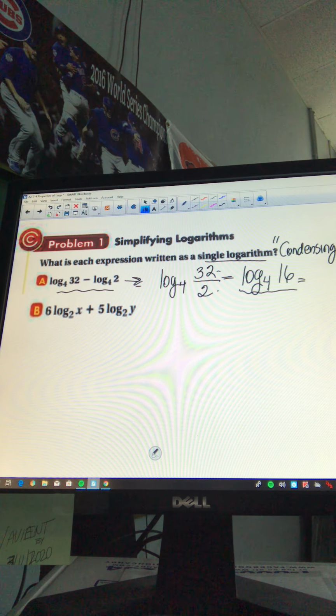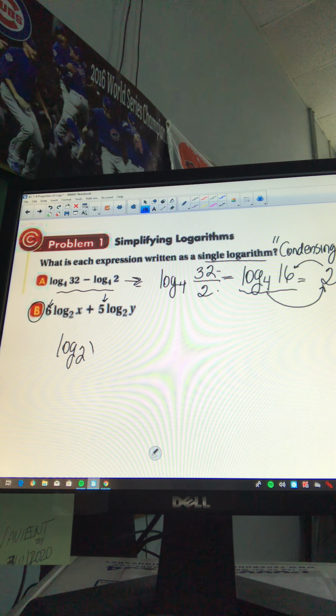But log base 4 of 16 is actually equal to 2, because 4 squared is equal to 16. Now let's look at this example right here, example B. Here we have an exponent involved at these two spots. So again, we keep the base the same.